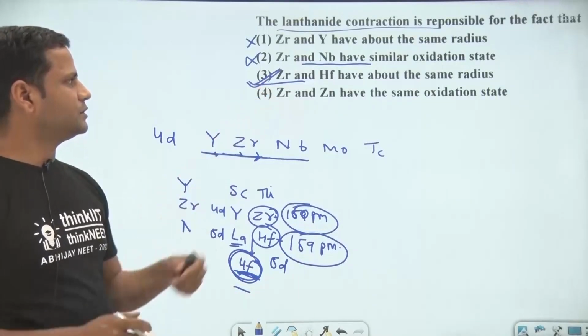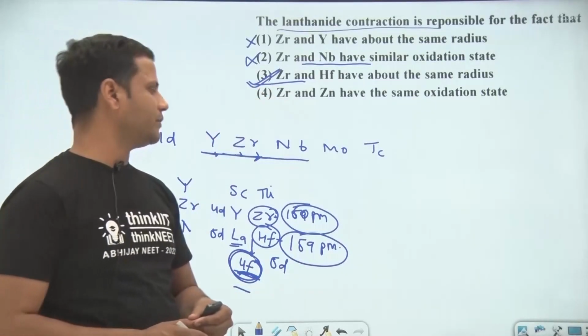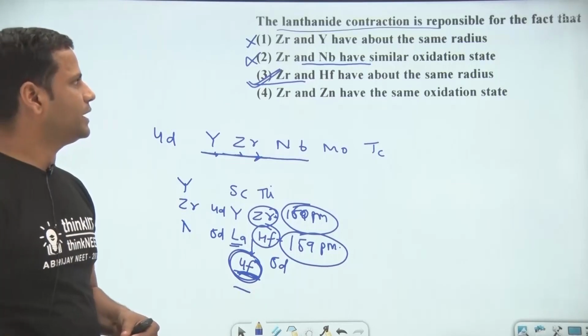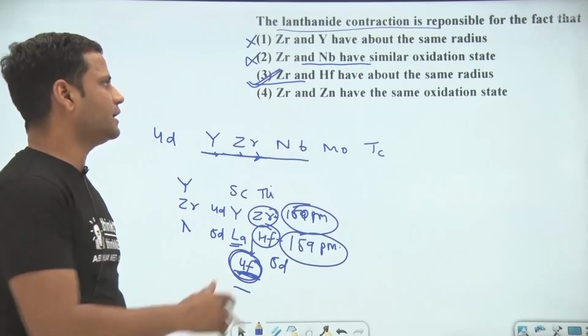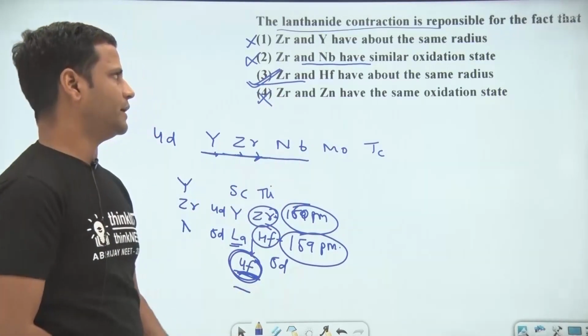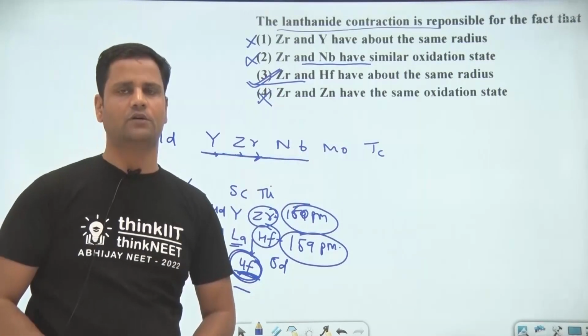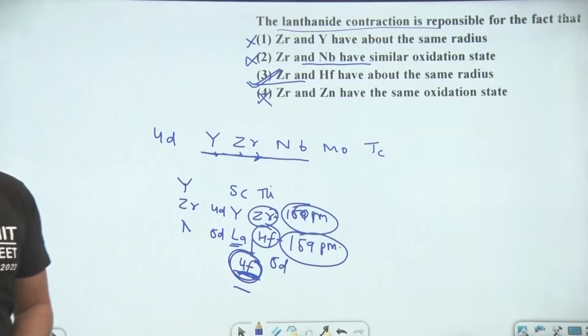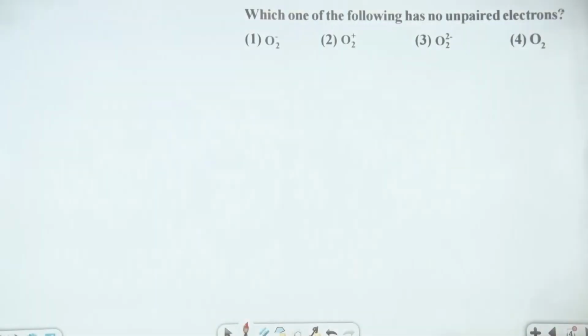So the third option, zirconium and hafnium have about the same radius, will be the correct statement for the lanthanoid contraction, and zirconium and zinc have the same oxidation state. This is also a wrong statement. So the third option will be our correct option among the four. Thank you.